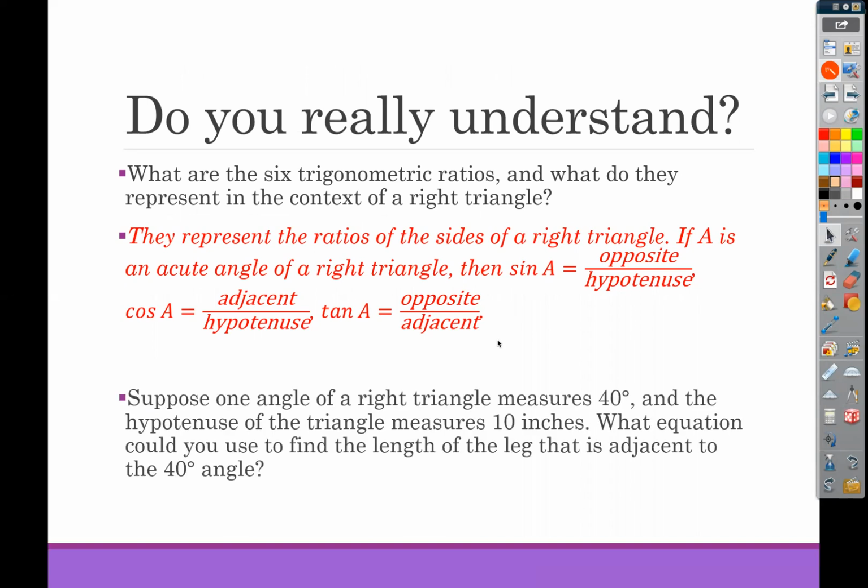Suppose one angle of a right triangle measures 40 and the hypotenuse of the triangle measures 10. What equation could you use to find the length of the leg that is adjacent to the 40-degree angle? Cosine 40 equals x over 10 because cosine is adjacent over hypotenuse.